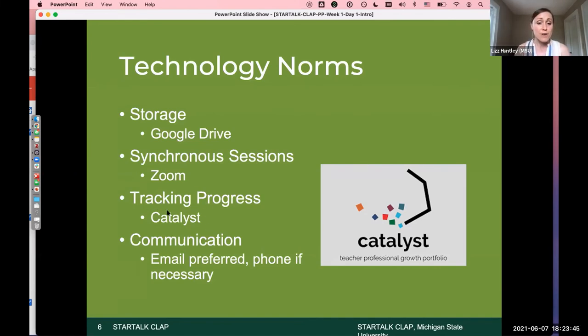For tracking progress, we're going to be using what is the StarTalk teacher equivalent of Lingifolio. It's called Catalyst. And Dima will be getting into that later of how we use it and how we're going to be working with it.